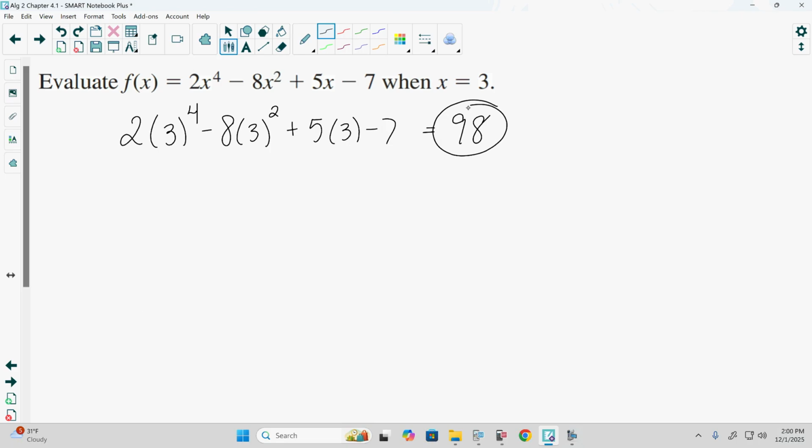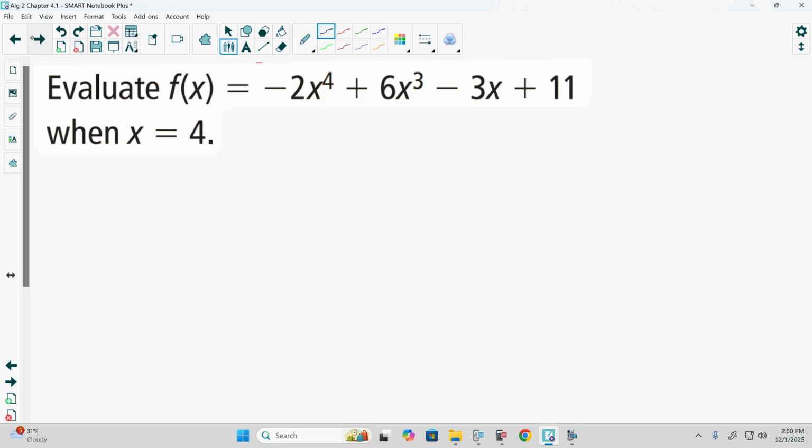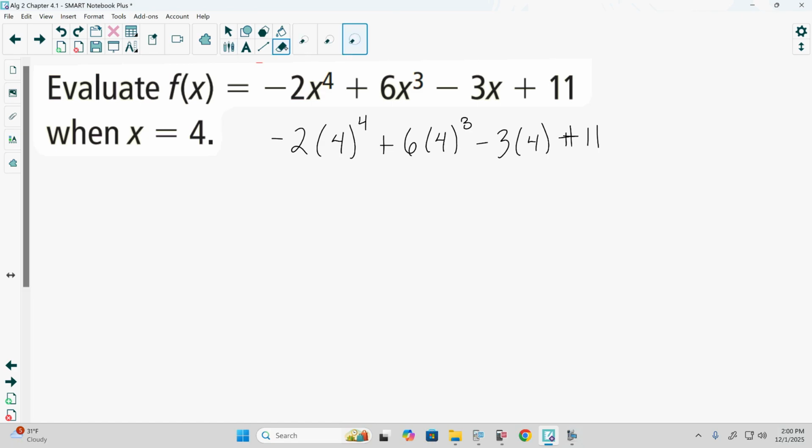This is 98. Don't want to do this for -4, or not -4, but 4. So if we wanted to evaluate this for 4, we're going to say -2 times 4 to the 4th plus 6 times 4 cubed minus 3 times 4 plus 11. So plug this in and see what you get.